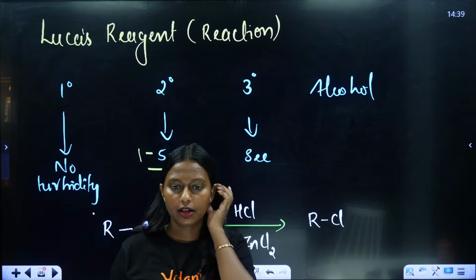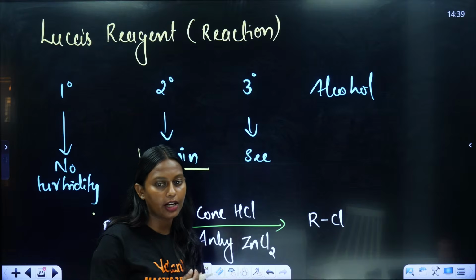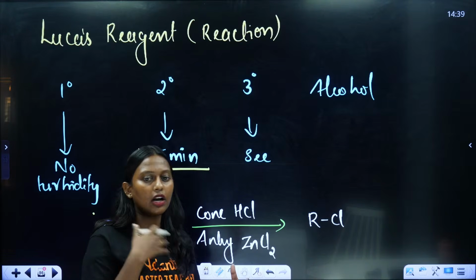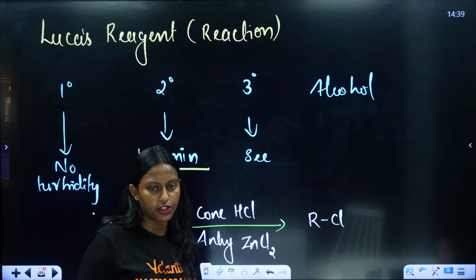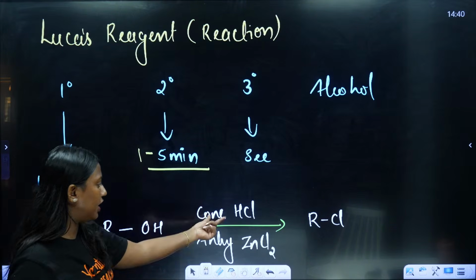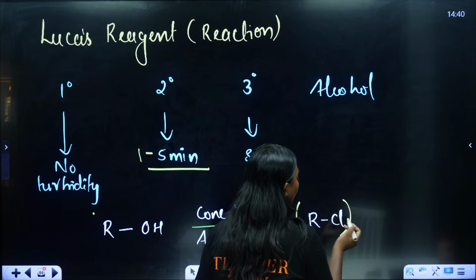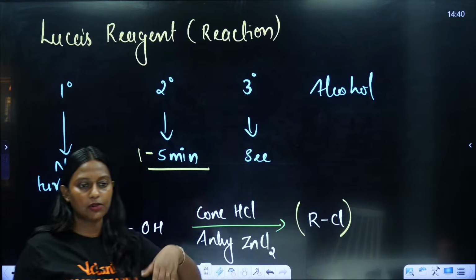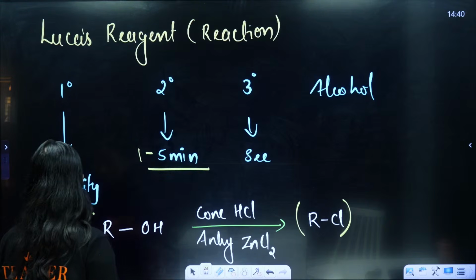Clear? If you heat the primary alcohol and Lucas reagent mixture, then you can see turbidity. So when ROH is with concentrated HCl and anhydrous zinc chloride, you get RCl. OH is replaced and Cl comes there. Clear?